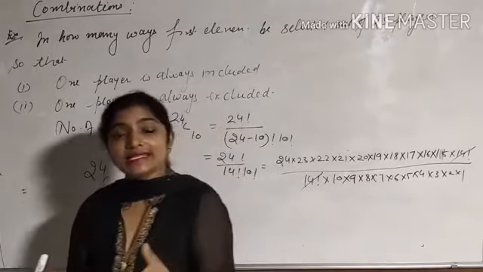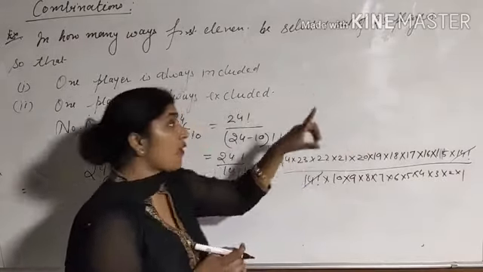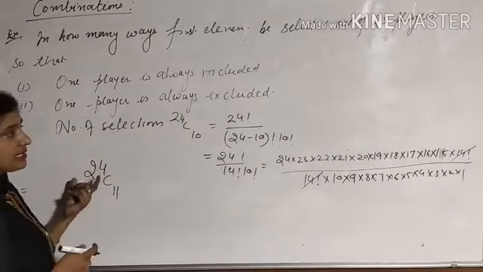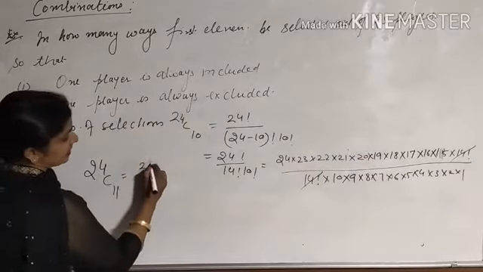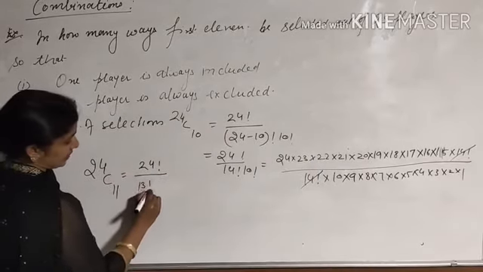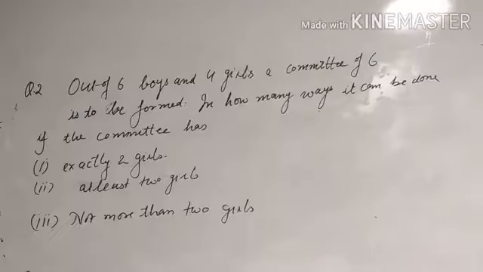So the remaining selection is to be made out of 24 players, but now we have to select 11 players from 24 players, and in that case the result will be 24 factorial upon 24 minus 11, 13 factorial into 11 factorial, that you can calculate easily.